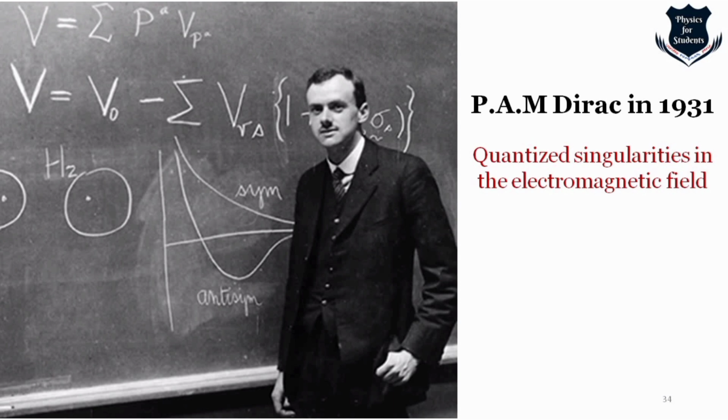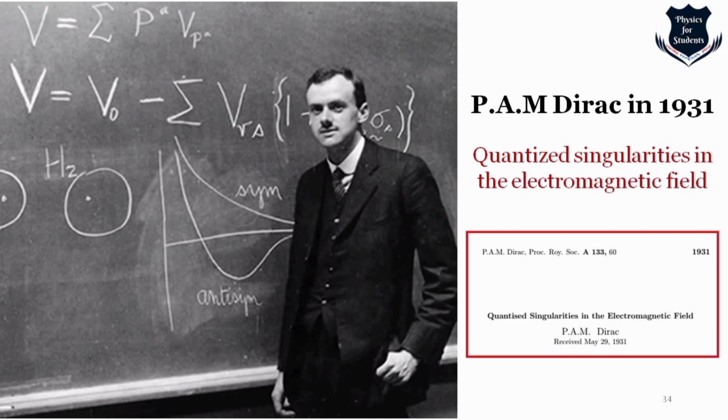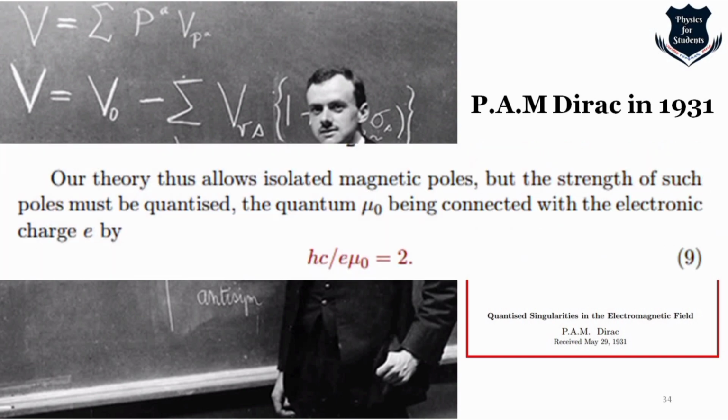So in this paper, marked in red border, Dirac showed that if any magnetic monopoles exist in the universe, then all electric charge in the universe must be quantized, which is called the Dirac quantization condition. Now, electric charge is in fact quantized, which is consistent with but does not prove the existence of monopoles, right? Here is an extract of the paper where he writes, our theory thus allows isolated magnetic poles, but the strength of poles must be quantized, the quantum mu sub 0 being connected with the electronic charge e by so and so. This is the equation.